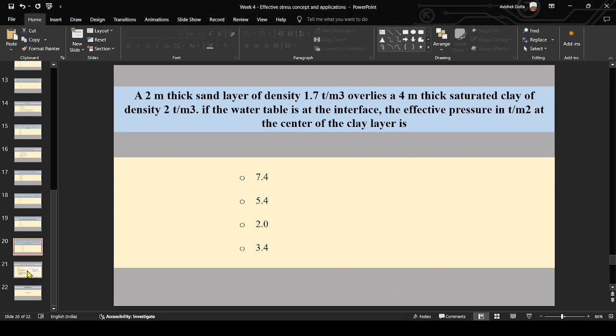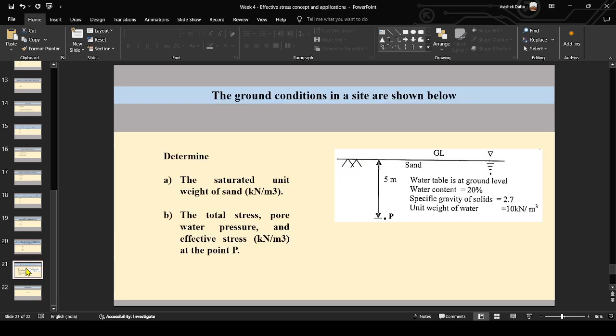Next question. This is the last question, hopefully. Yes. So please draw this diagram, or if you can, take a screenshot or a photo of this diagram quickly. So the ground conditions in the site are shown below. So we have a sand which is submerged, that is the water table is at the top of the sand layer. Ground level is shown as GL. So the water table is at the ground level.